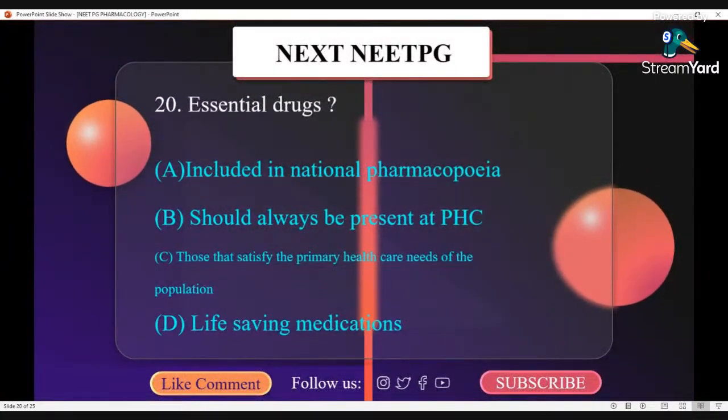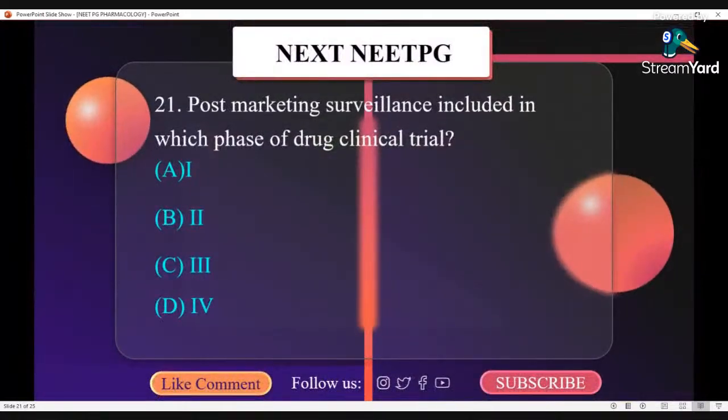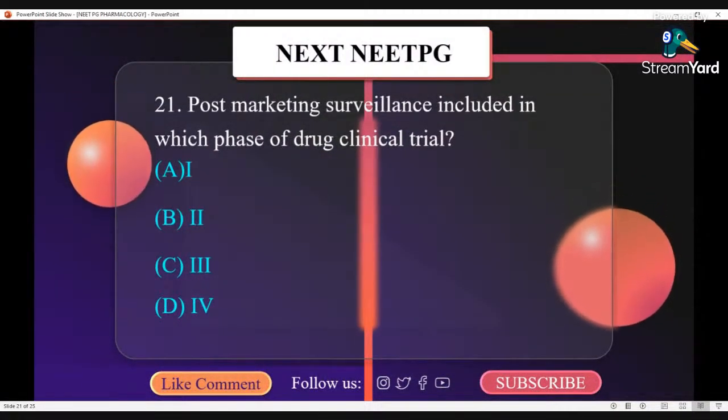Essential drugs are those that satisfy the primary healthcare needs of the population. Post-marketing surveillance is included in phase 4.